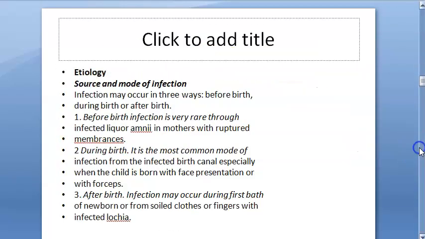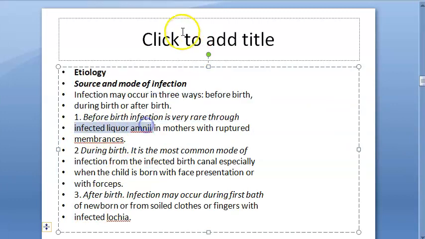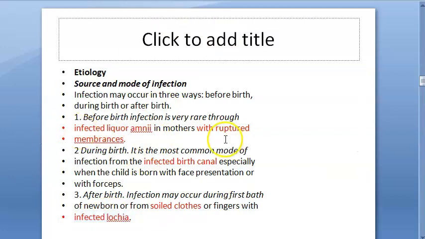So what else do you have to look at here? So the cause, you're saying it can be infected liquor amnii, in mothers who have ruptured membranes. If the mother has ruptured membranes, then there can be infected liquor amnii. What else should you know? During birth, from the infected birth canal, they can pick up the infection. So this is before birth, this is during birth. After birth they can pick up from soiled clothes or infected lochia. So after birth also they can pick this up, okay.